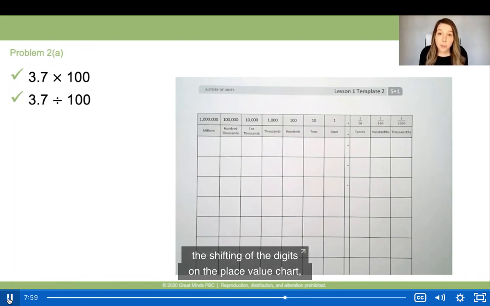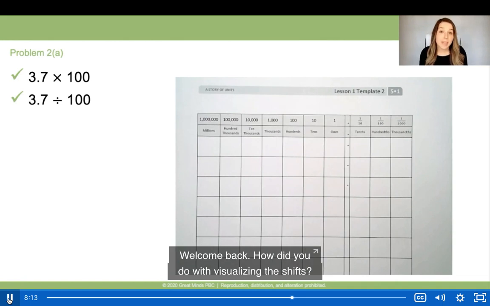But before you go, remember, I want you to try to visualize the shifting of the digits on the place value chart. Write down your product and your quotient, and then check using your place value chart. When you're done, come back and we can check.